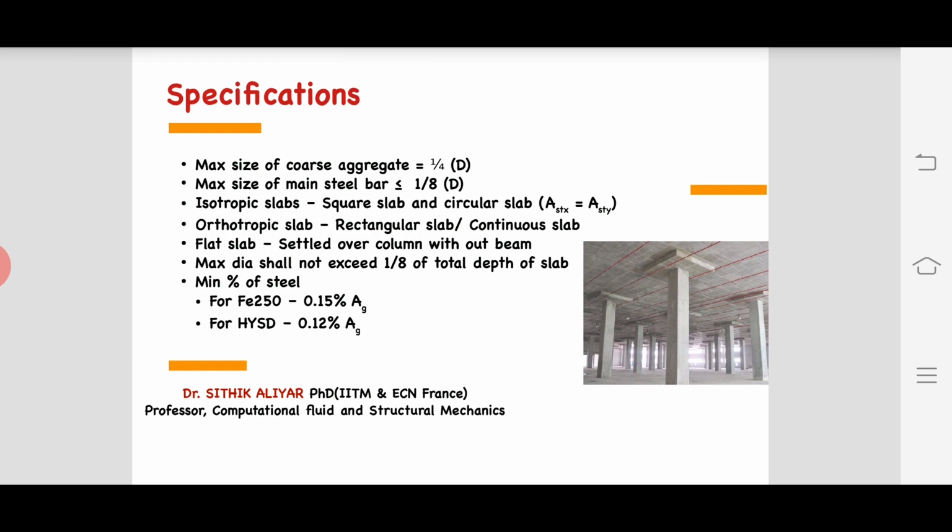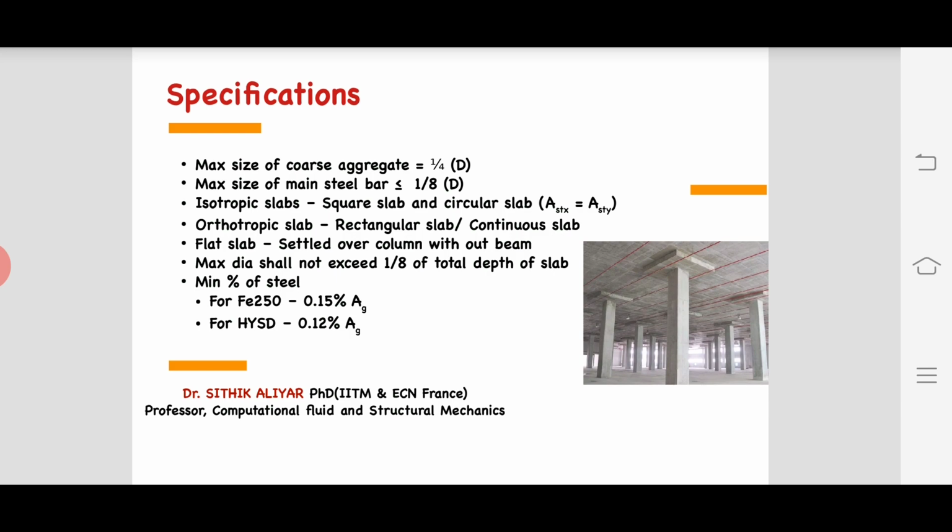What is the maximum size of coarse aggregate you can use? It is depth of the slab divided by 4. What is the maximum size of the steel bar you should use? It is D by 8. Depth of the slab is mostly 100 mm, so 100 by 8. Maximum size you can use should be lesser than or equal to that. Okay, so isotropic slabs means square slab or circular slab. In that case, x and y direction will be the same. Orthotropic slab is nothing but rectangular slab or continuous slab.